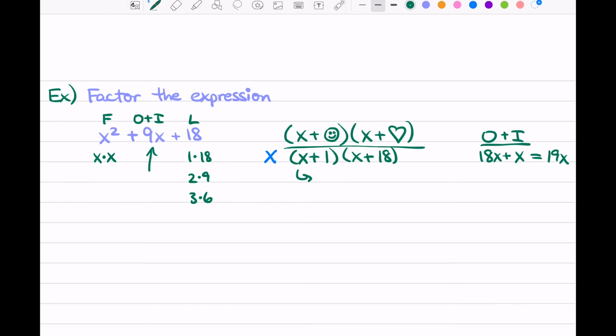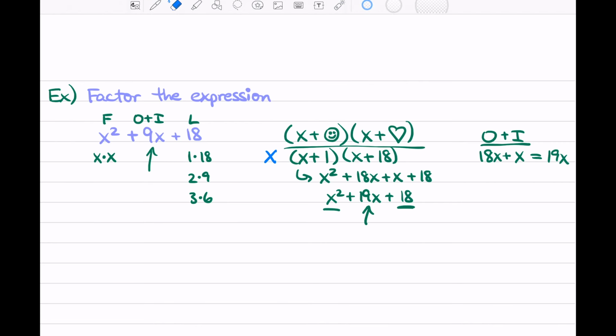And when you find a couple factors, you can always FOIL them just to check. So for multiplying our first pieces, we have x squared, and then our outer pieces, 18x plus x, and then plus our last pieces, 1 times 18 is 18. That gives us x squared plus 19x plus 18. So in our factors, we found our first and last pieces, and we needed to check if our middle piece worked out. Well, this is 19x, but we want 9x. So that means this is not correct.